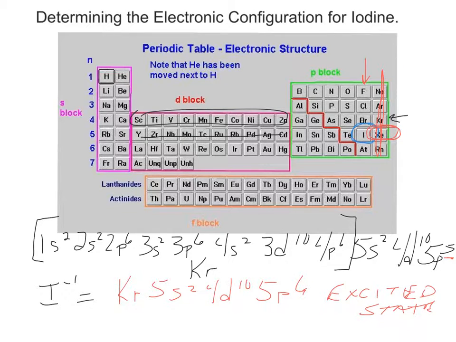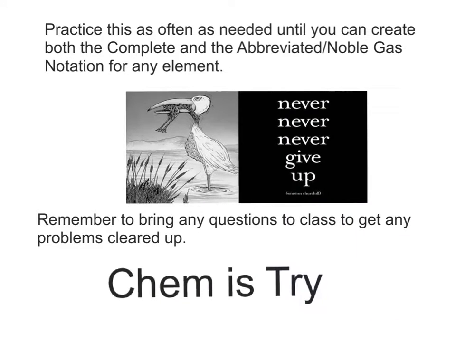Now the best way to do this is, like I said, practice, practice, practice. And once you get the hang of it, it's not that big a deal. But you need to practice as often as you have to until you can create both the complete and the abbreviated noble gas notation for any element, and also in an excited state. Because this is the one they're going to ask you for in AP Chemistry, the excited state and the regular state.